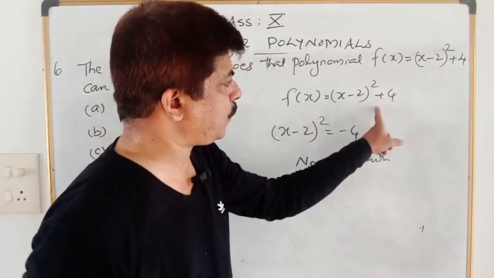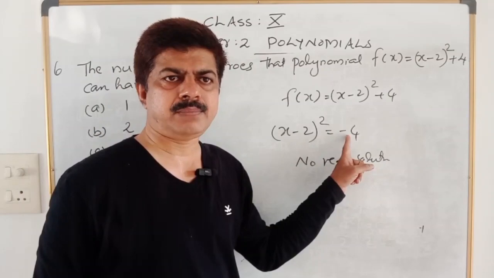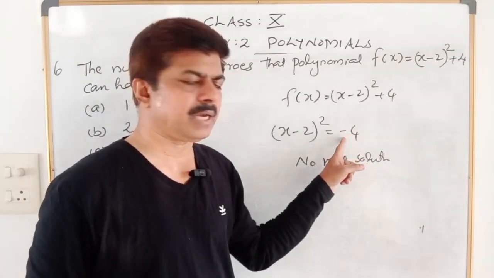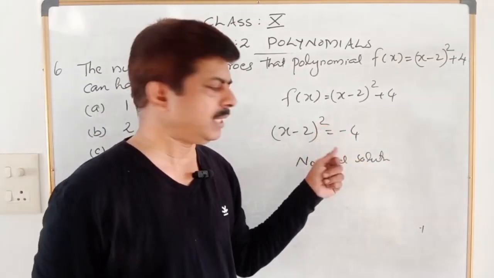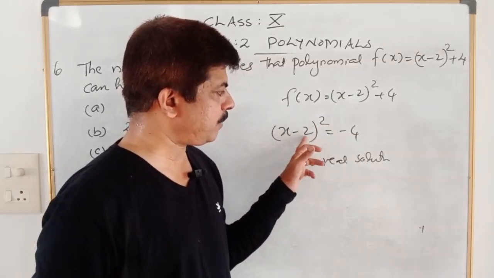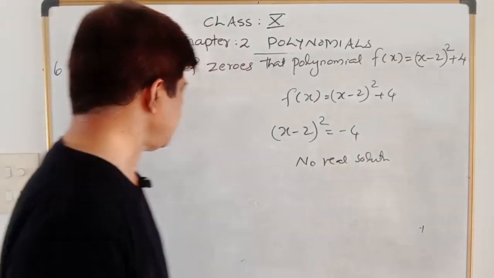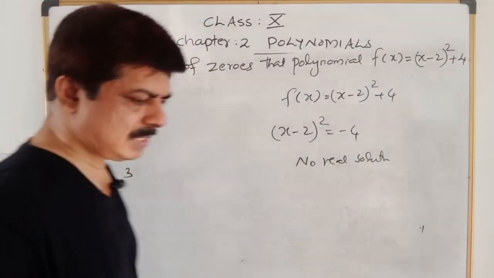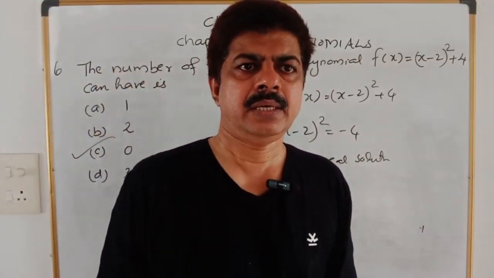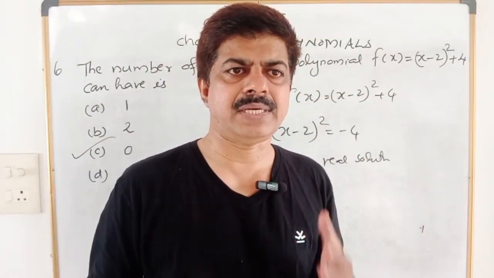If this is negative 4, it will go to that side, changing sign, and it becomes positive. At that time we will get two solutions, since it is a quadratic. But here this is a square number. The square of a real number never gives a negative answer. So there is no real solution. Our answer is option C, zero solutions. So students, this is a very important question. All the MCQ questions, thoroughly practice once again.